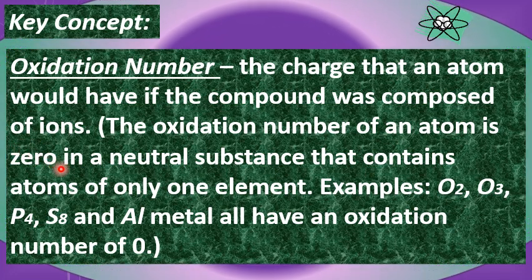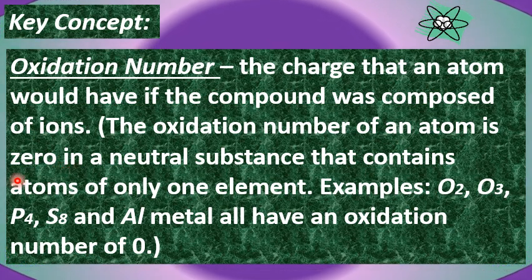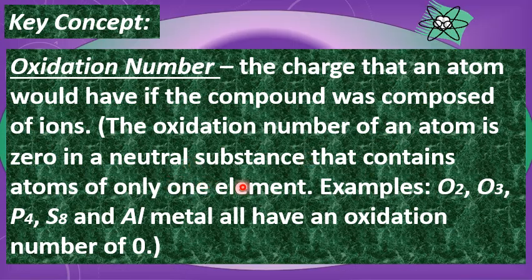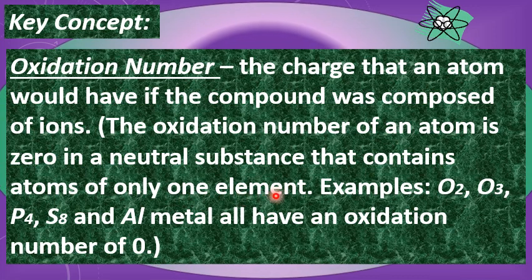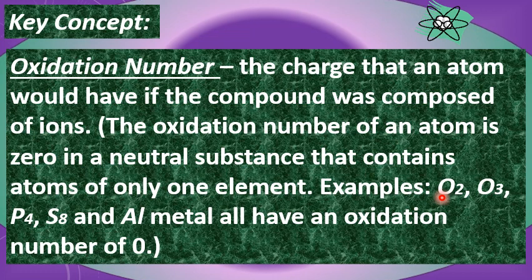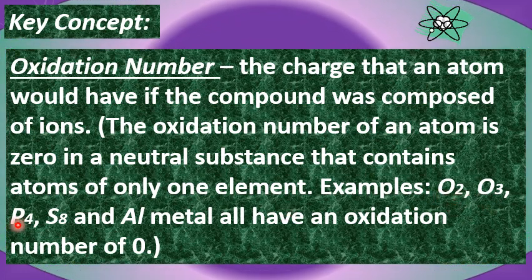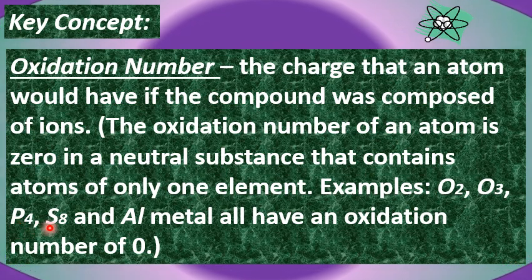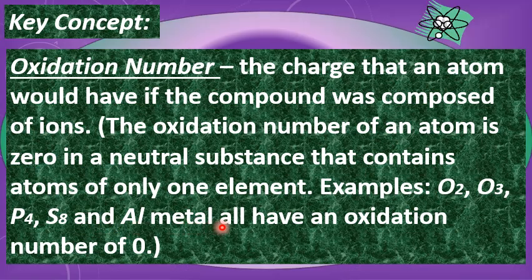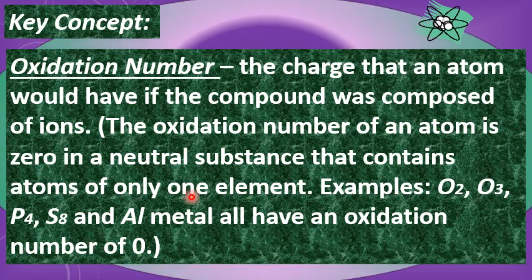The oxidation number of an atom is 0 in a neutral substance that contains atoms of only one element. Examples: O2, O3, P4, S8, and aluminum metal. All these have an oxidation number of 0.